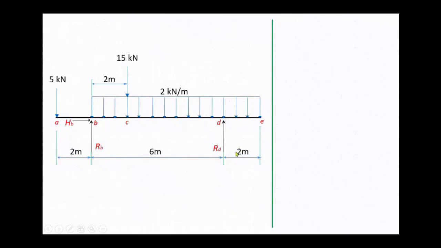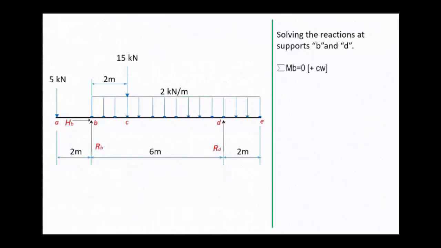At point B, we have two unknowns since the pin support resists two directions, while at point D, we only have one unknown, the vertical component, since the roller support doesn't resist horizontal directions. First, we will solve the reactions at supports B and D.